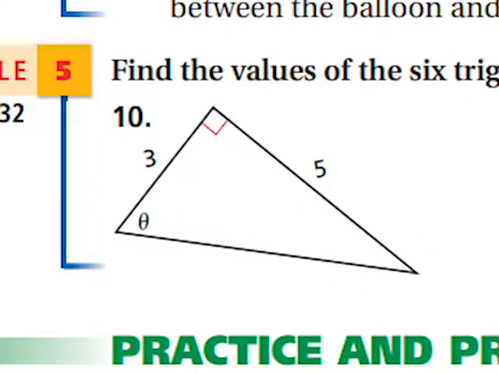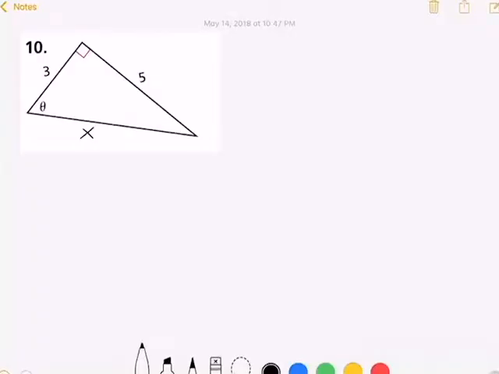The first problem that we will be covering today is question 10, which is just a simple triangle with theta, a 90-degree angle, 5, and 3. So clearly we need to find the last side, and that will be our first step.